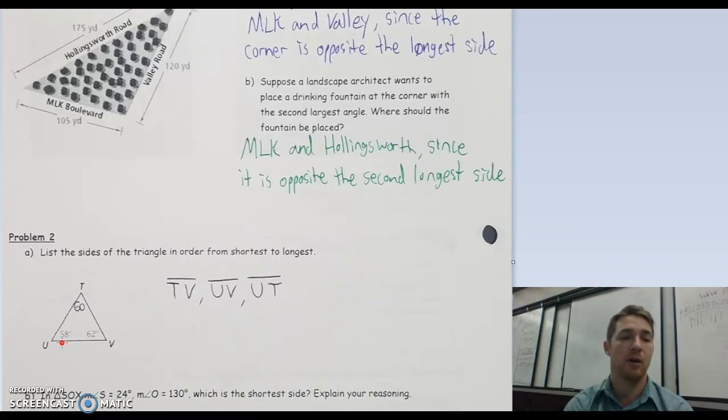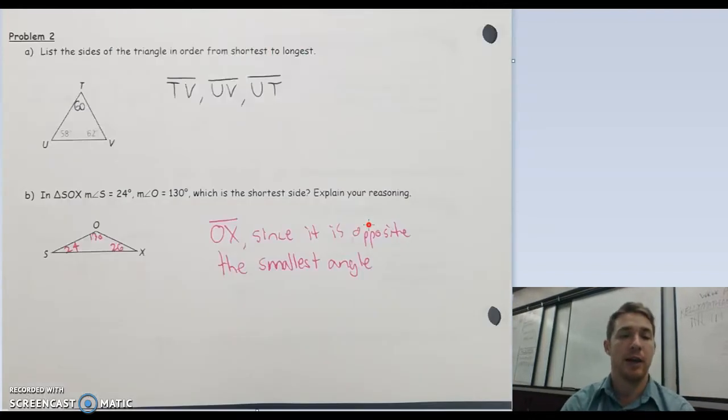Now if I'm looking at these sides in order from shortest to longest, my shortest side should be across from my smallest angle. So from this angle 58, opposite that should be side TV. That's my shortest side. Next smallest angle is 60, so opposite that is my next shortest side, UV. Biggest angle is 62, so the longest side should be UT or TU.